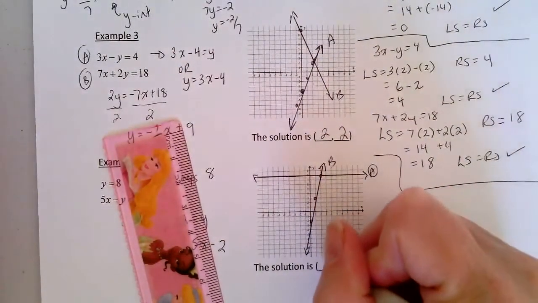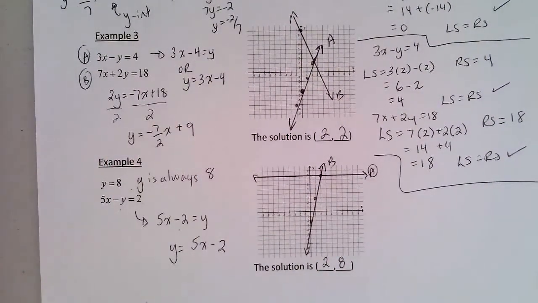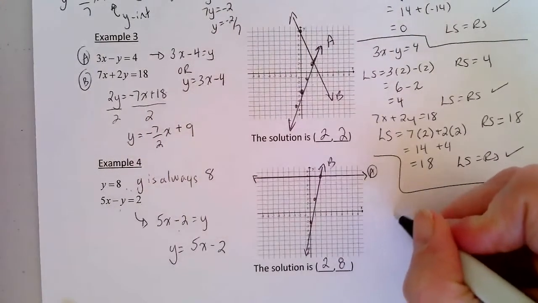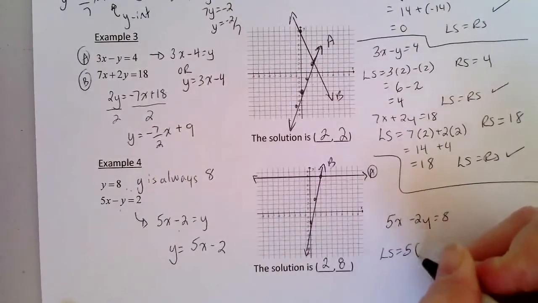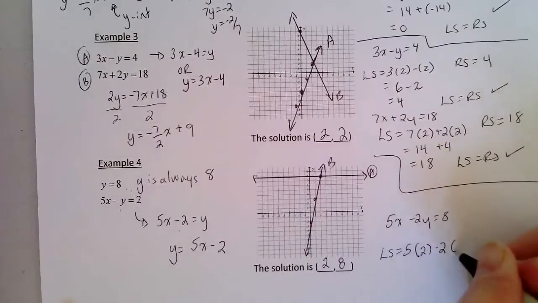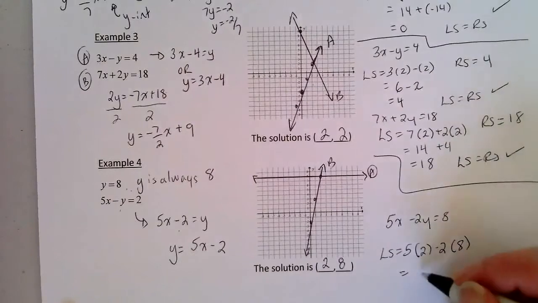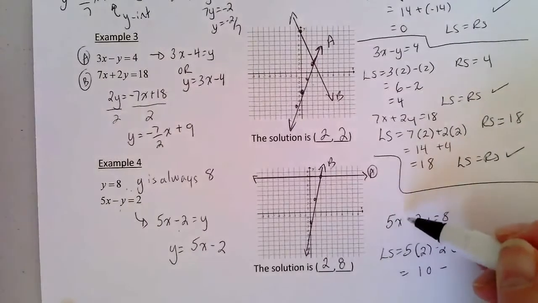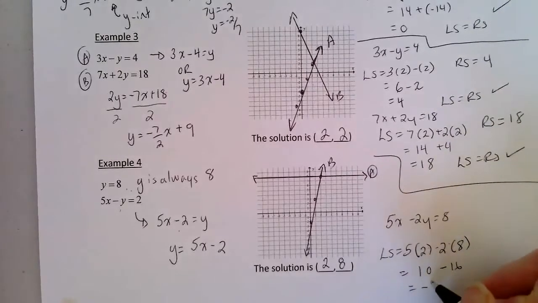And the point of intersection is at 2, 8. And then you go through and you would repeat the process. Obviously, for the first one, it's correct. So we just want to verify in the second equation, 5x minus 2y is equal to 8. The left side becomes 5 times 2 minus 2 bracket 8. So that becomes 10 minus, 5 times x is 2, y is 8. So 10 minus 16 equals minus 6.